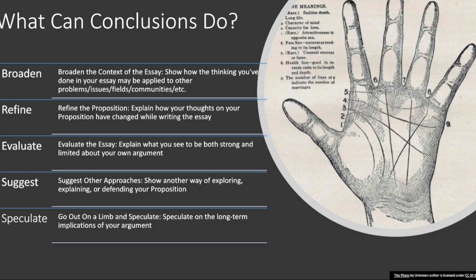You can also speculate. You can go out on a limb and speculate. You can talk about the long-term implications of your argument. So a lot of you wrote papers about ethics, papers having to do with some kind of technology during the third module. And if that's something that you're doing, then speculation is a great way to open up your discussion for more conversation.